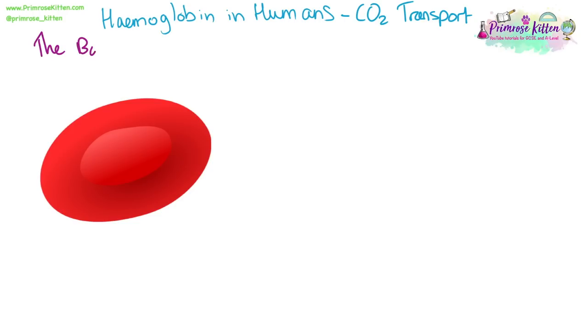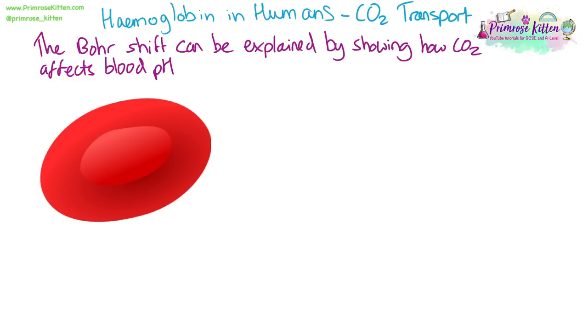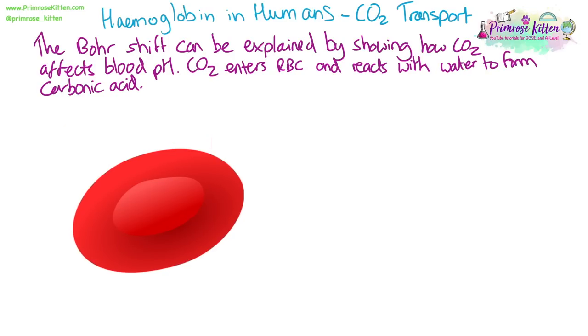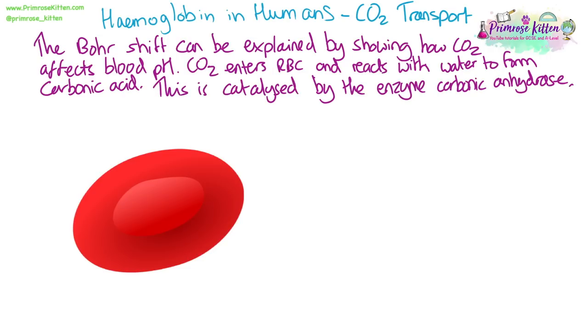Hemoglobin in humans, carbon dioxide transport. The Bohr shift can be explained by showing how carbon dioxide affects blood pH. Carbon dioxide enters red blood cells and reacts with water to form carbonic acid. This is catalyzed by the enzyme carbonic anhydrase. The carbonic acid then splits into hydrogen ions and hydrogen carbonate ions. These go on to do two different things.